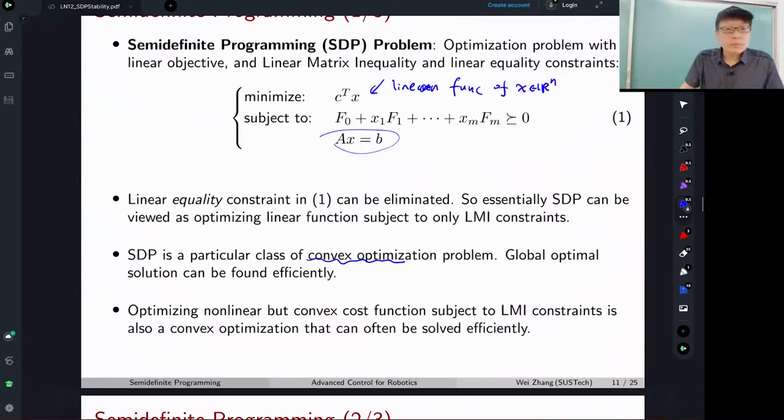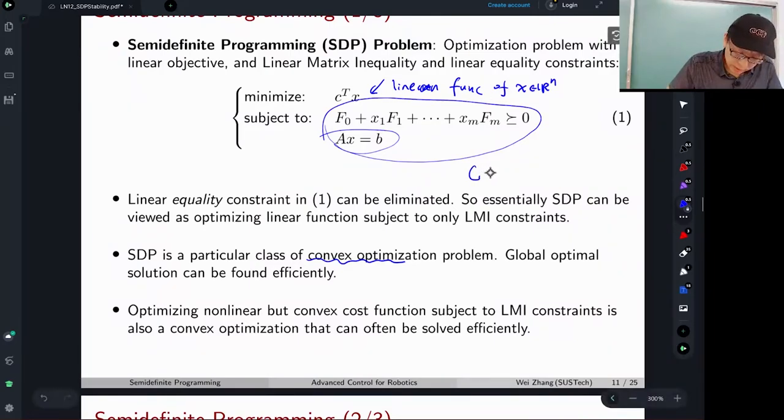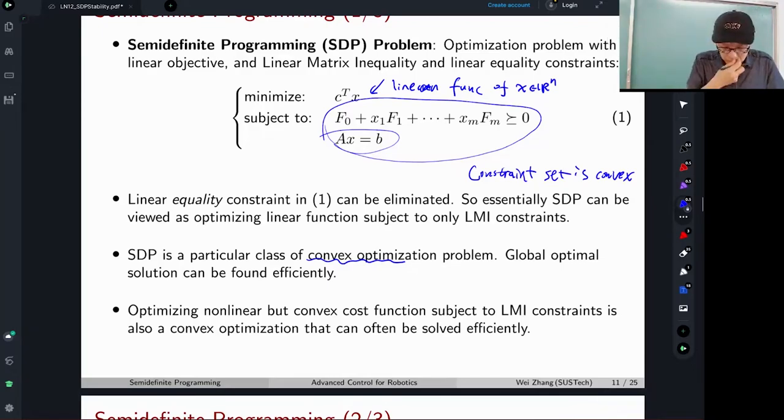Why is it convex optimization? This is my constraint set, and it's convex. Why is it convex? The cost is linear, but also convex. Why is the constraint set convex? I just showed you the LMI is convex. And I said the equality can be eliminated, but let's say we don't eliminate it. Then I have another constraint, which is linear. Why do these two together give you a convex set? You have an intersection of two convex sets, so it's convex.